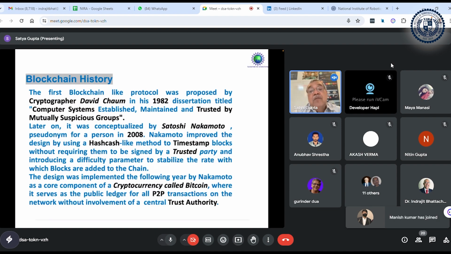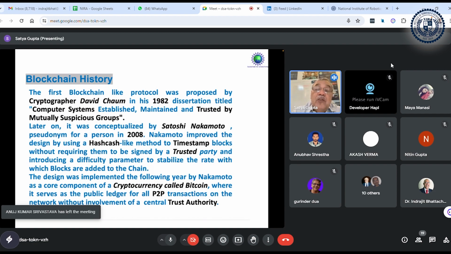So a little bit about the history of blockchain, though a lot of you may know about that white paper of 2008, peer-to-peer cash. The paper was written by a pseudonym, a fictitious name, Satoshi Nakamoto, in 2008. He improved the design by using a hashcash-like method to timestamp blocks without requiring them to be signed by a trusted party, and introducing a difficulty parameter to stabilize the rate with which blocks are added to the chain. So some incentive also.